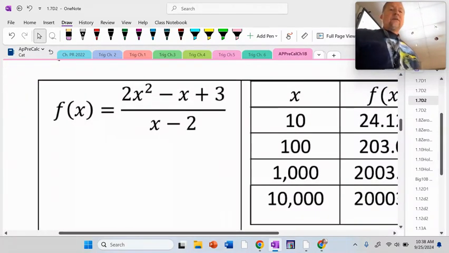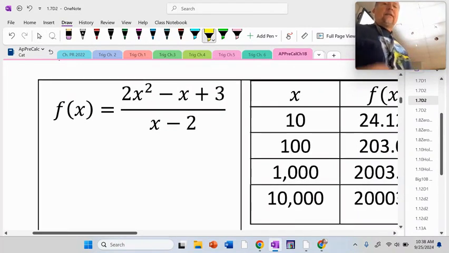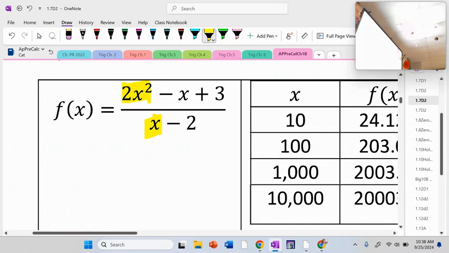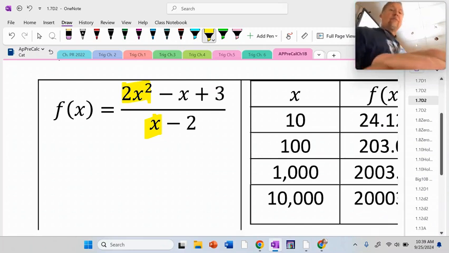Okay, now we're into this. What did we say about this yesterday and the day before? Is there a horizontal asymptote? Yes or no? No, so put that right below here.